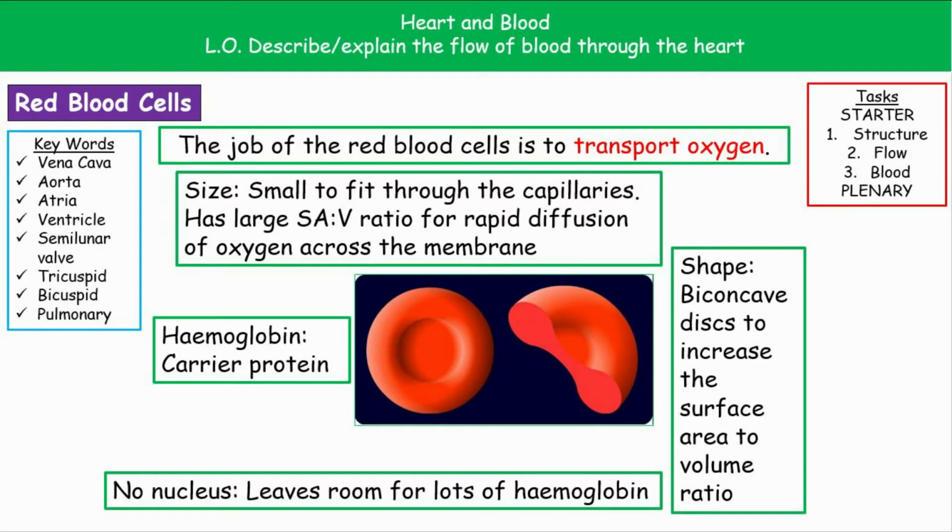And finally, they've got a special shape, which you need to know the name of, which is called a biconcave disc. Now, bi means 2, concave dips in. So basically, if you think about it, it's like having a little ball of blue tack and then just squishing it between your finger and your thumb. You end up with a dip on either side. Same thing here, biconcave disc. And the whole idea behind that shape is to increase that surface area to volume ratio, which then means they've got rapid diffusion of the oxygen across the membrane.